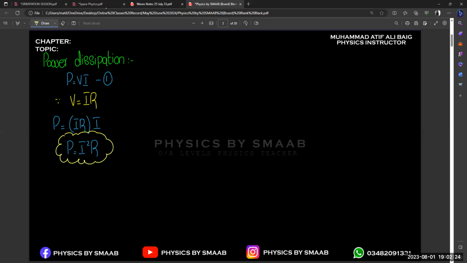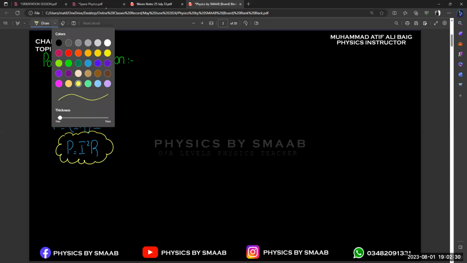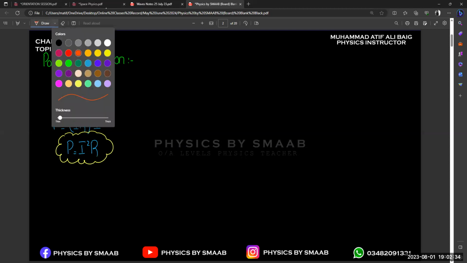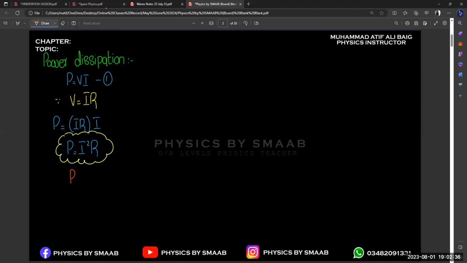And the second thing, if you want to write the same formula in terms of potential difference and resistance, you have to apply the same Ohm's law, but in a different form. Like this, again we write the basic formula, P is equal to VI. And now we need to substitute the value of I in this formula. From Ohm's law, we know that V is equal to IR, but electric current will be equal to V over R.